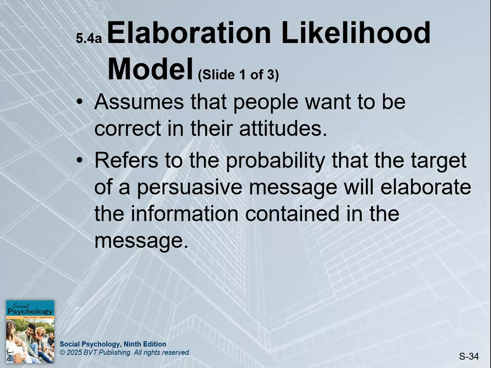Okay, so social psychologists, they have determined that people want to be correct in their attitudes. And that is called the elaboration likelihood model. And that is assuming that people want to be correct in their attitudes. And this elaboration likelihood model refers to the probability that the target of a persuasive message will elaborate the information contained in the message.